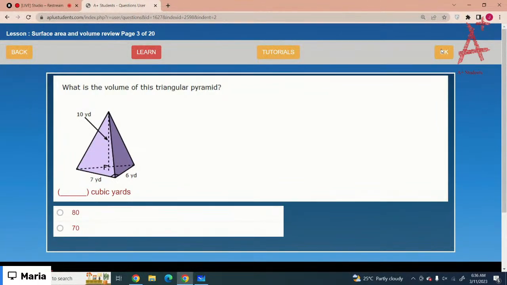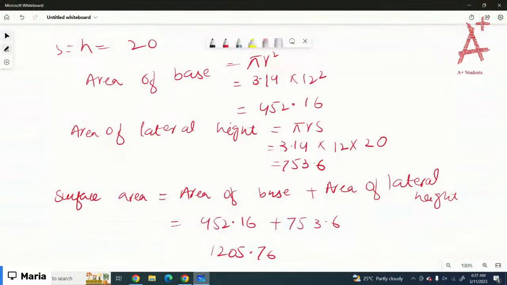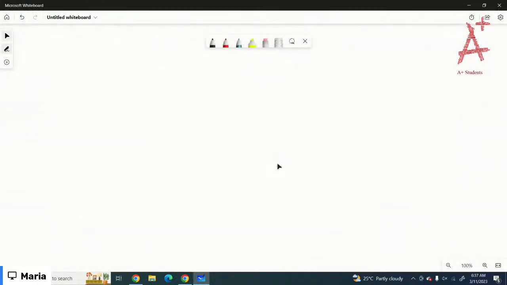Okay, what is the volume of the triangular pyramid? So let's calculate the volume of the triangular pyramid. First of all, we have to calculate the area of the base. The area of base is half times base times height. That would be 7 times 6, 42. 42 divided by 2 is 21.